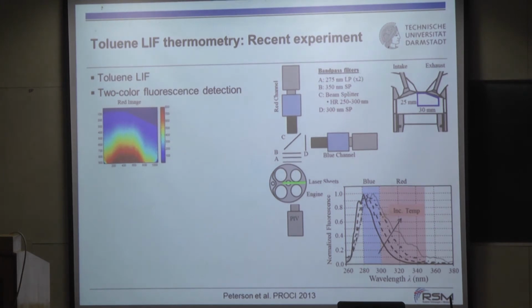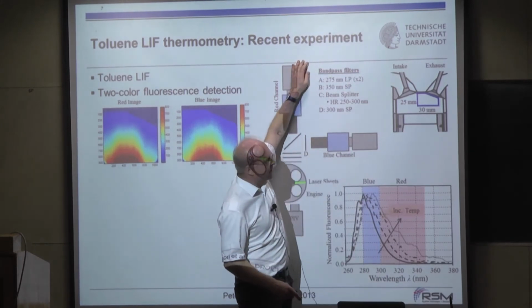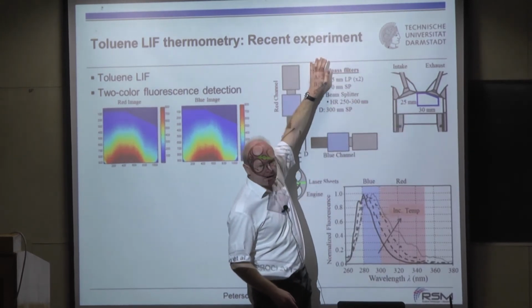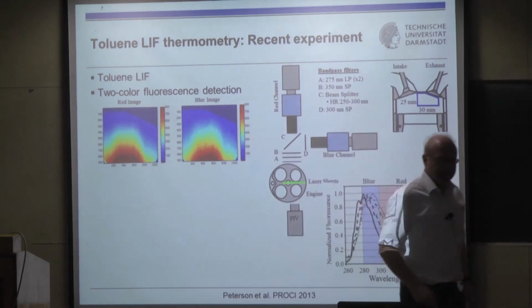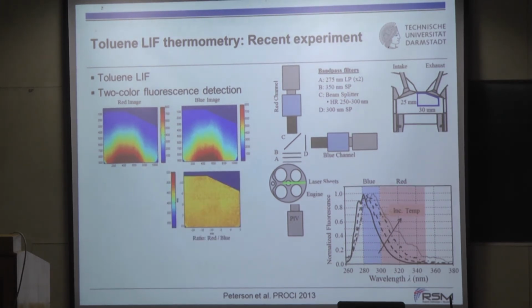You get something like this. This is the red image. This is the blue image. And this was a homogeneous charged engine. So toluene was all over the place, and I would say homogeneously, because the toluene has been introduced to the N2 that was going through the engine far upstream of the intake valve. And you see something like that. That is absorption. Yeah? Absorption is a problem. If you now take the ratio, you cancel out that problem because now the ratio, you see, is homogeneous again.